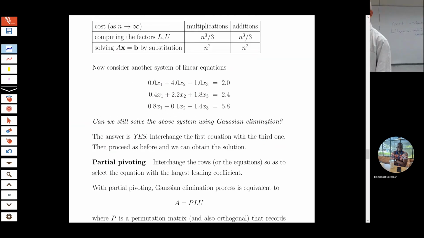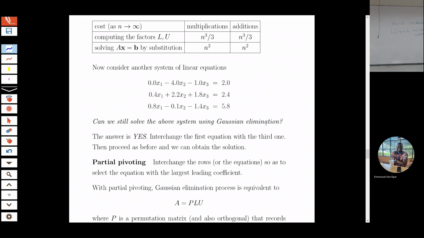Okay, so far we only talk about the normal procedure of Gaussian elimination or the LU factorization. But now we consider a different system. Here, in the first equation, the coefficient A11 is 0. Now when A11 is 0, you can see that we cannot do the normal Gaussian elimination, right?